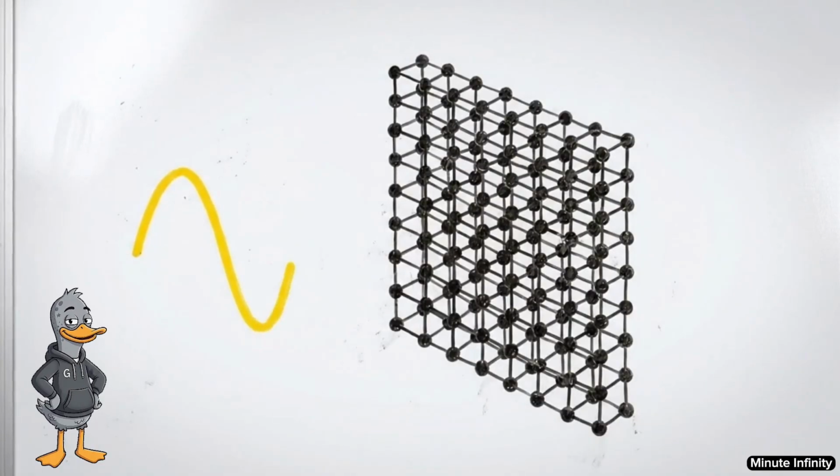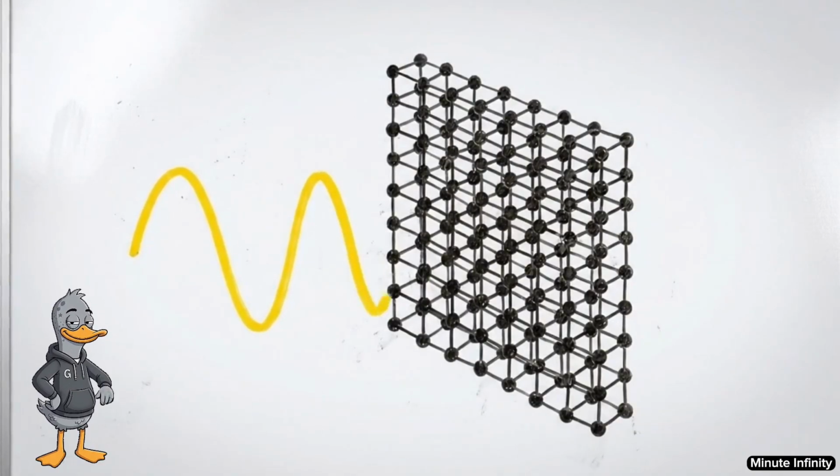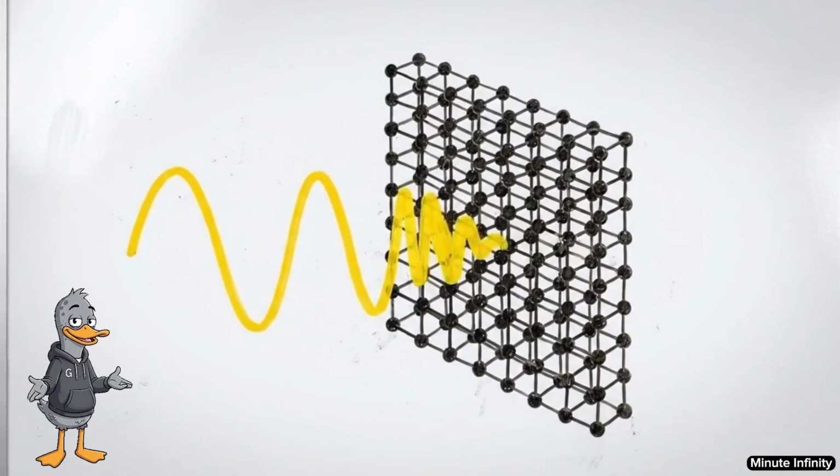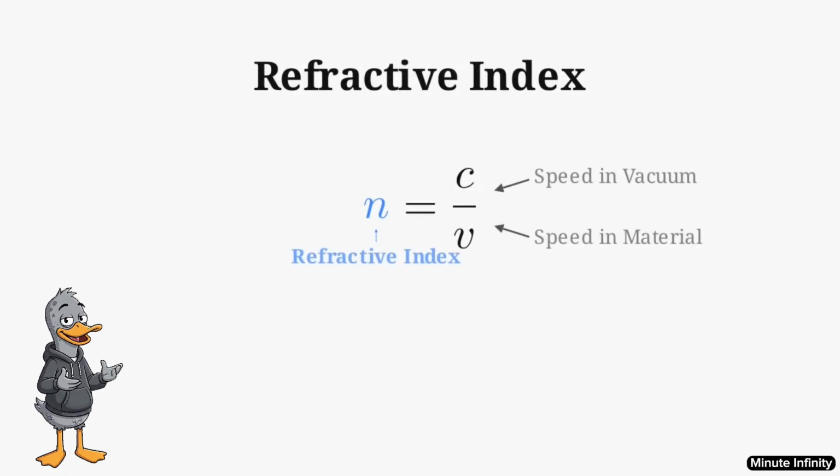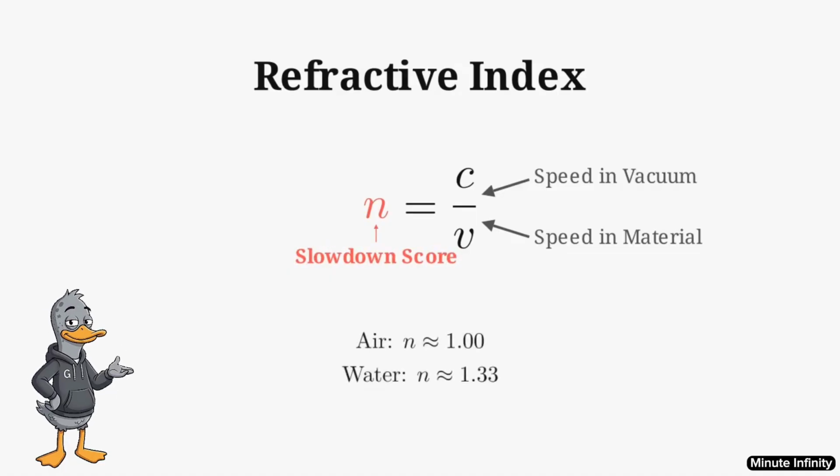But here on Earth, light is constantly moving through air, glass, and water. When light waves enter these materials, they collide with physical matter. Those interactions force the light to slow down. Scientists use a number called the refractive index to keep track of this. Think of it like a slow-down score.